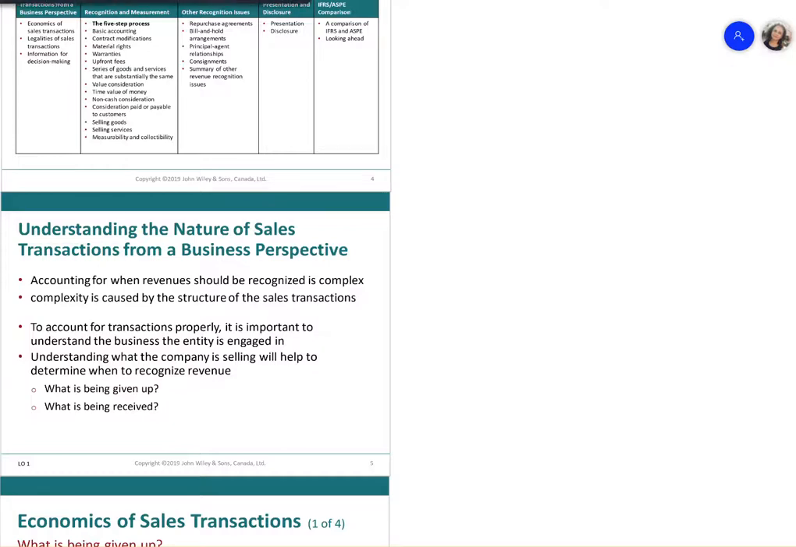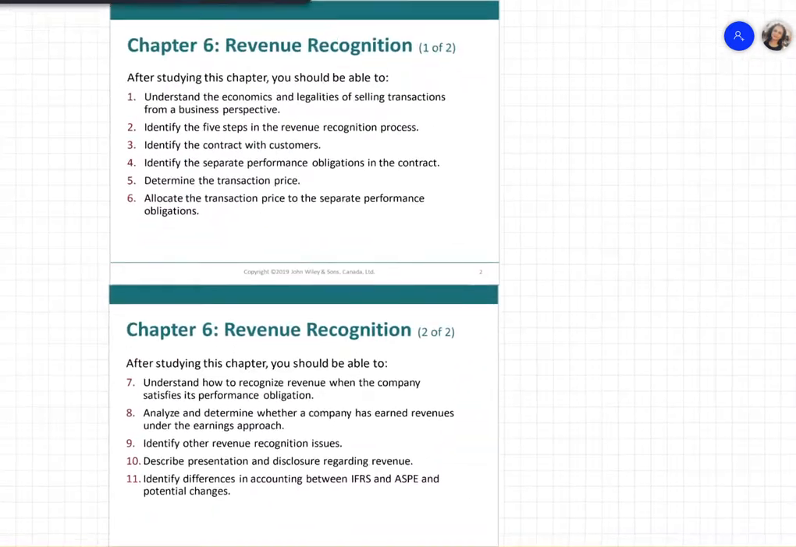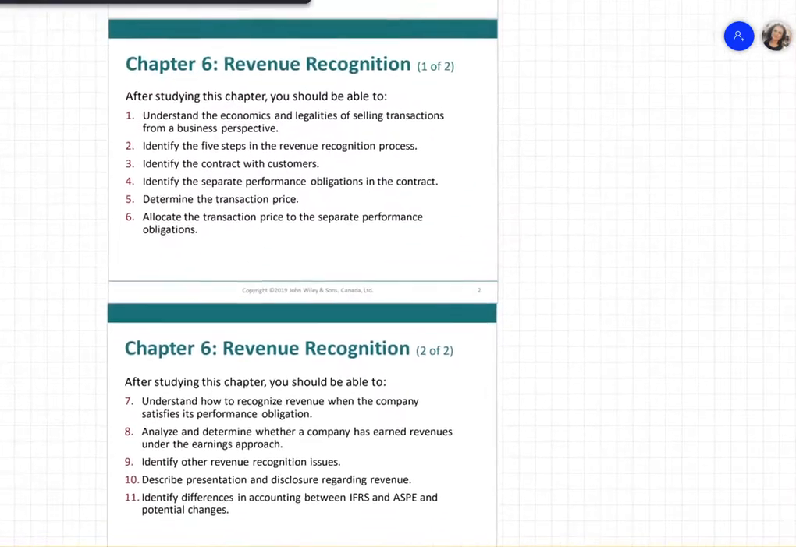Today's video is regarding Chapter 6, Revenue Recognition. It is a big chapter, so we'll try to cover as much as we can in this video. If I'm unable to cover the whole chapter in one video, then I will record another video for Chapter 6. So Chapter 6 is Revenue Recognition. As you see, there are 11 objectives that we need to cover in this chapter.